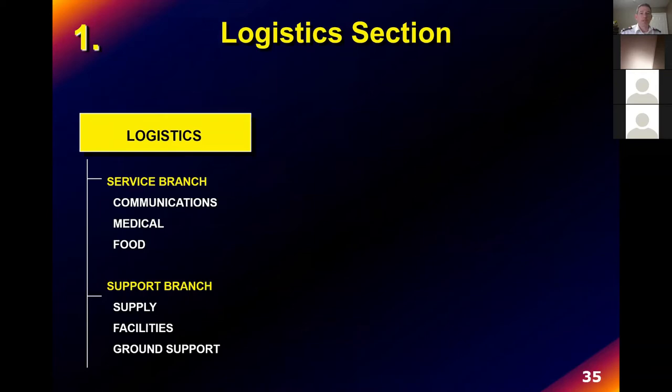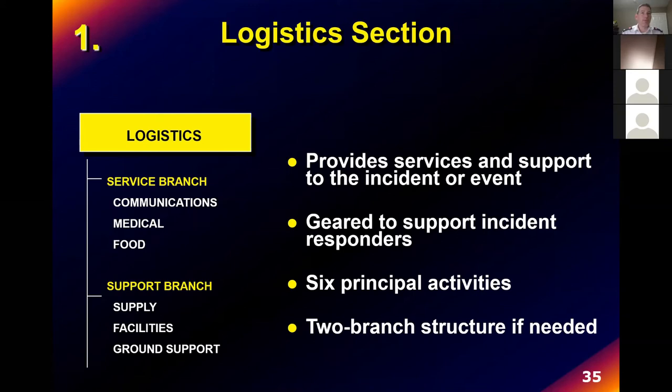So with the logistics section, again, they provide service and support to the incident or the event. They're the getters. We need something, these are the folks that are going to get it for us, right? They're geared to support the incident responders. Their six principal activities are on the left there, and a two-branch structure can happen if needed. They just support the personnel and resources directly assigned to the incident. They're responsible for all of the service and support needs, and whether we have this section or not is going to be based on the need.